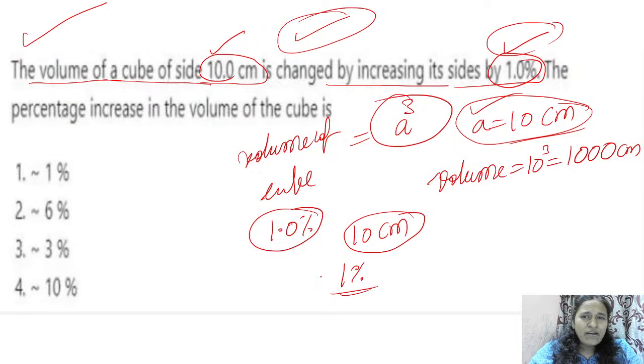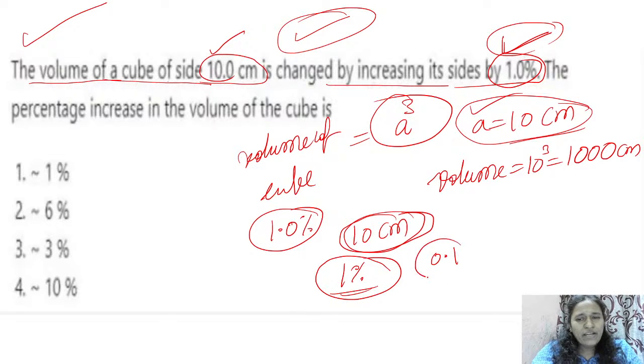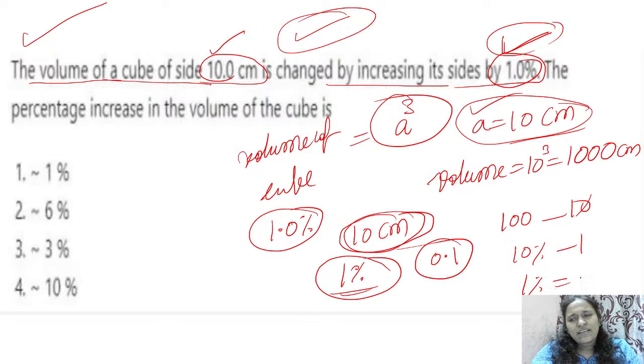It is increasing its size by 1%. Then we have to find the volume after the new length of the cube. Actually it is 10 centimeters. Then what is 1% of 10 centimeters? That is 0.1, right? Actually 100% is 10. 10% is 1. And 1% is 0.1.